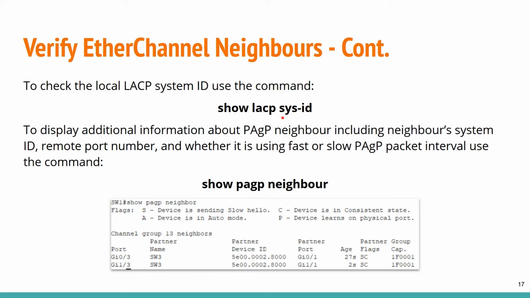To display additional information about the PAgP neighbor, including neighbor system ID, remote port number, and whether it is using fast or slow PAgP packet interval, use the command show pagp neighbor. Here you can find an example of the output of this command. Here you can find ports on the local switch, name of the remote neighbor switch, device ID or system ID of the remote switch, ports of the neighbor switch, and flags. S means device is sending slow hello, and C, device is in consistent state.